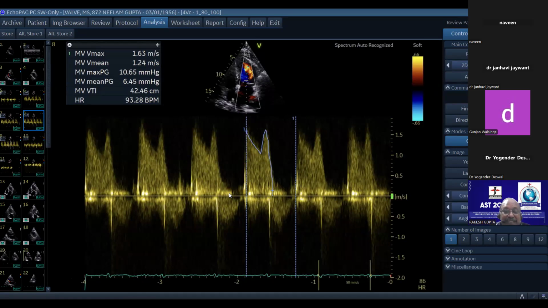Same thing what somebody said, E is smaller, A is taller. If the Doppler spectrum pattern looks normal, where is the severity of MR and AR, MS and MR?